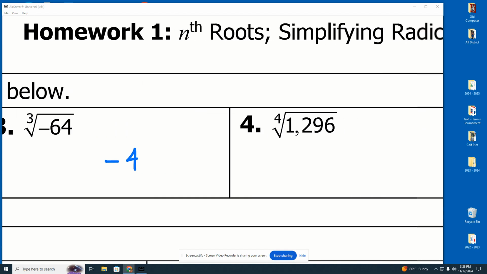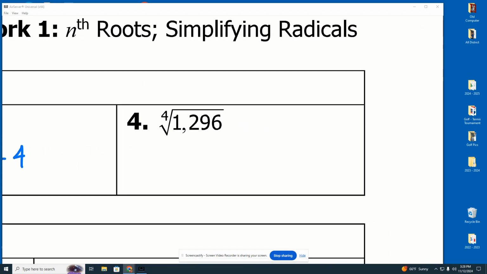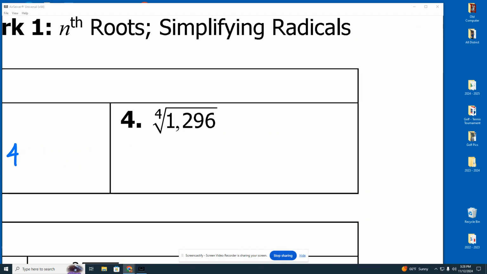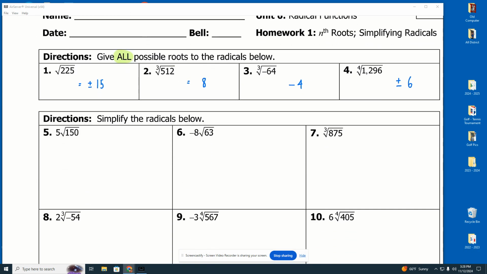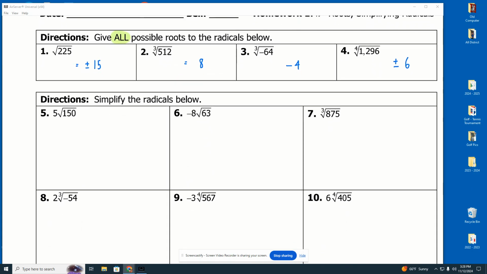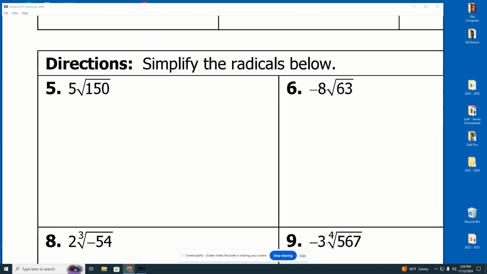Okay? And then the last one where it asked me about all the roots is a fourth root. So again, kind of like number 1, it's going to have 2 answers because it's an even root. And we're just trying to find what is it that multiplies by itself 4 times to get 1296, and that is 6. Okay? So there are your answers for numbers 1 through 4. Pretty simple. And that moves us into number 5, where we have to simplify radicals.